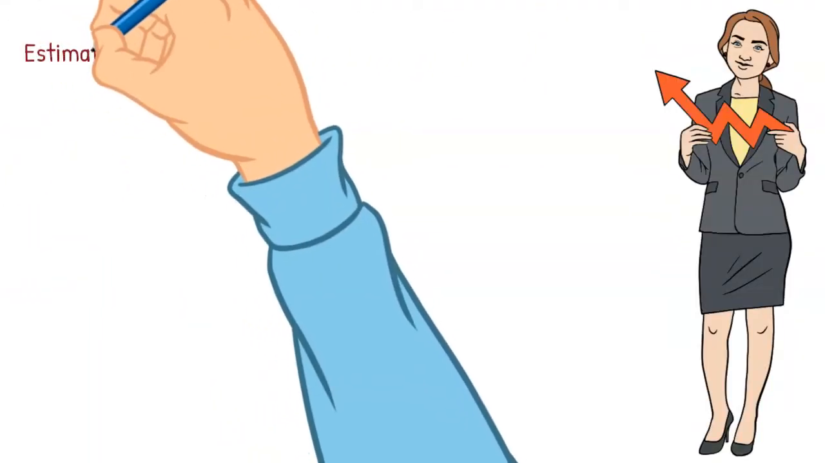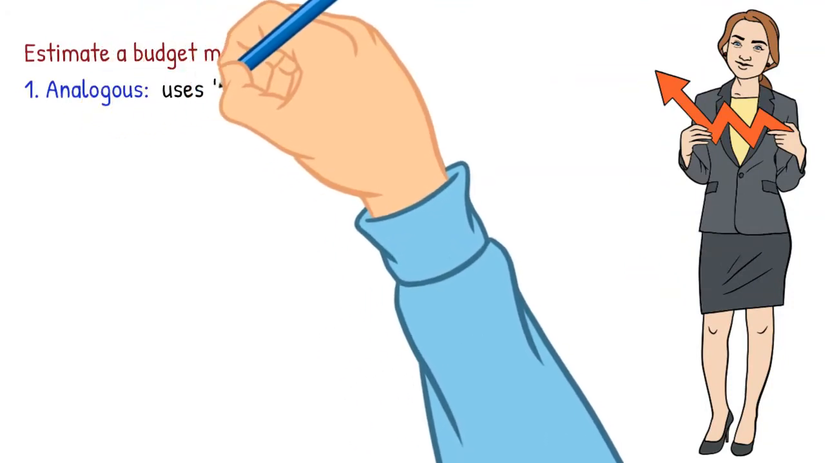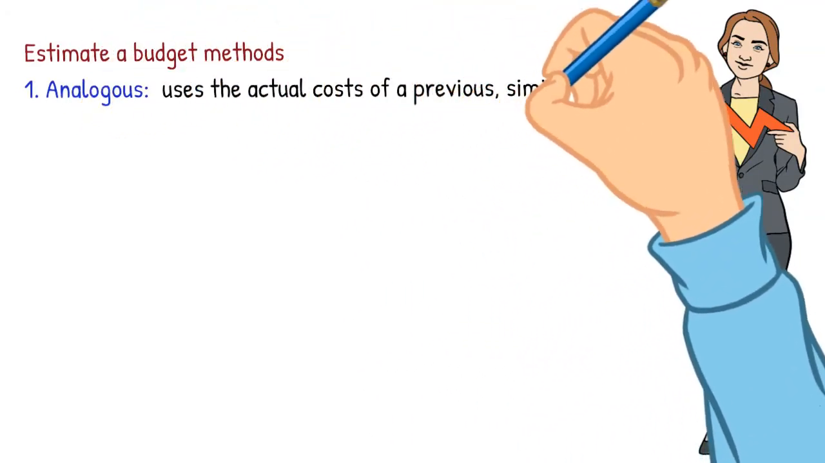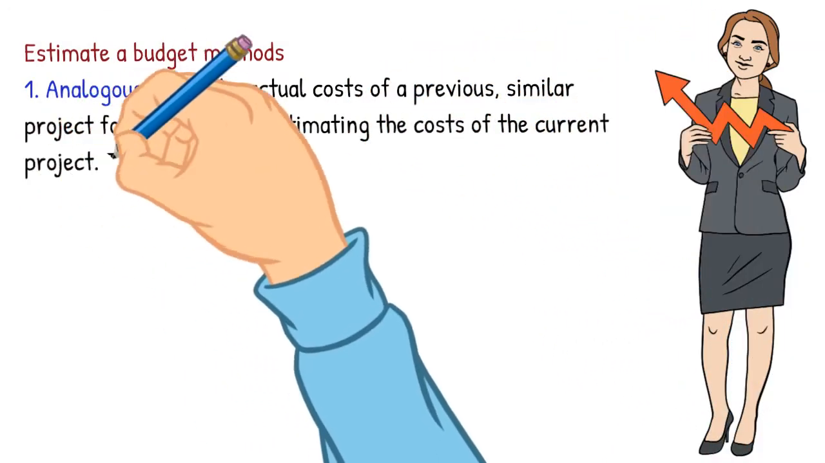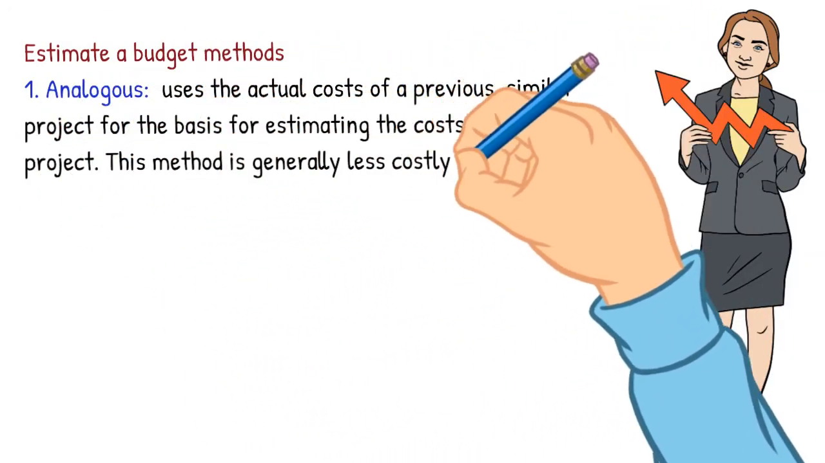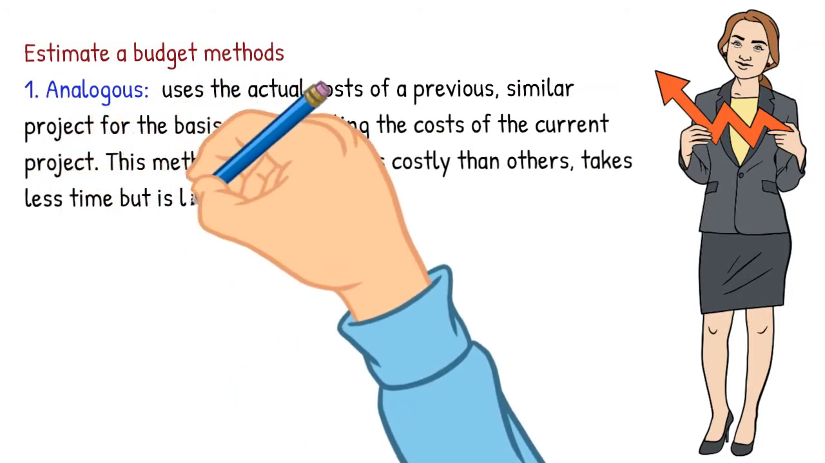Estimate a budget methods. 1. Analogous uses the actual costs of a previous, similar project as the basis for estimating the costs of the current project. This method is generally less costly than others, takes less time, but is less accurate.